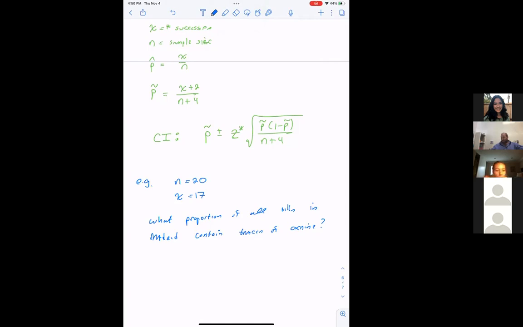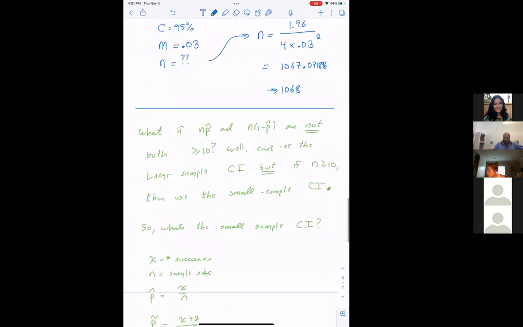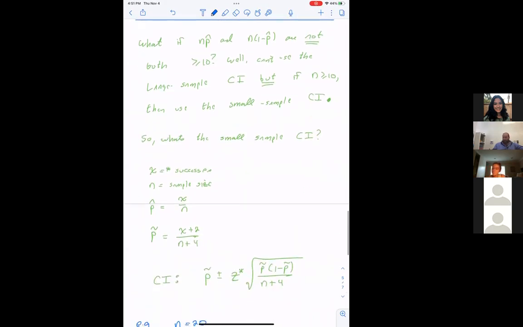Can I use the large proportion confidence interval with this data? No. Why not? Because N is 20. It says here that N, if it's greater than or equal to 10, then you have to use a small sample. Not have to. I do use it, but I should always first check whether I can use the large sample, which is certainly going to be better.